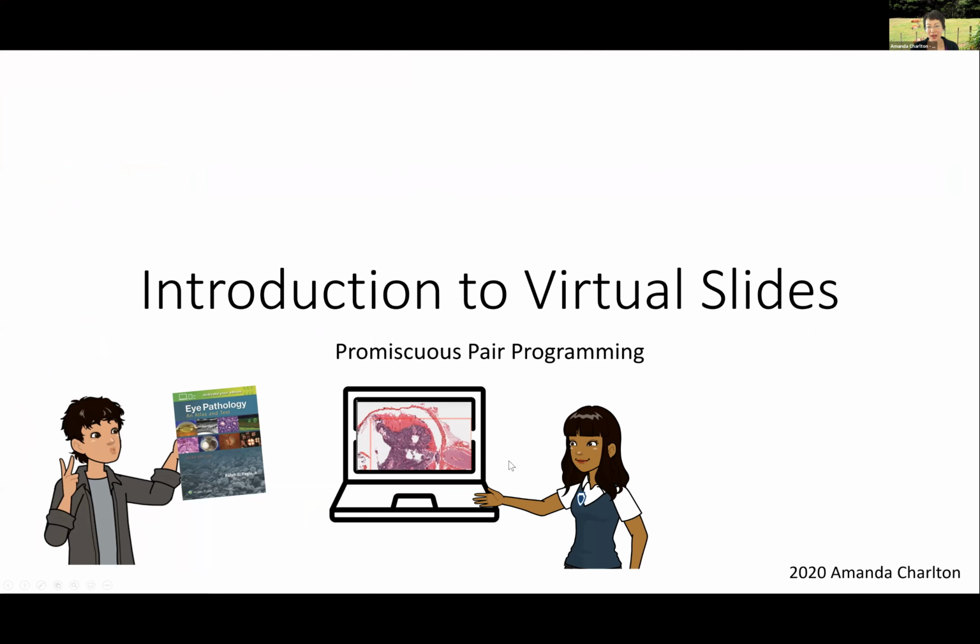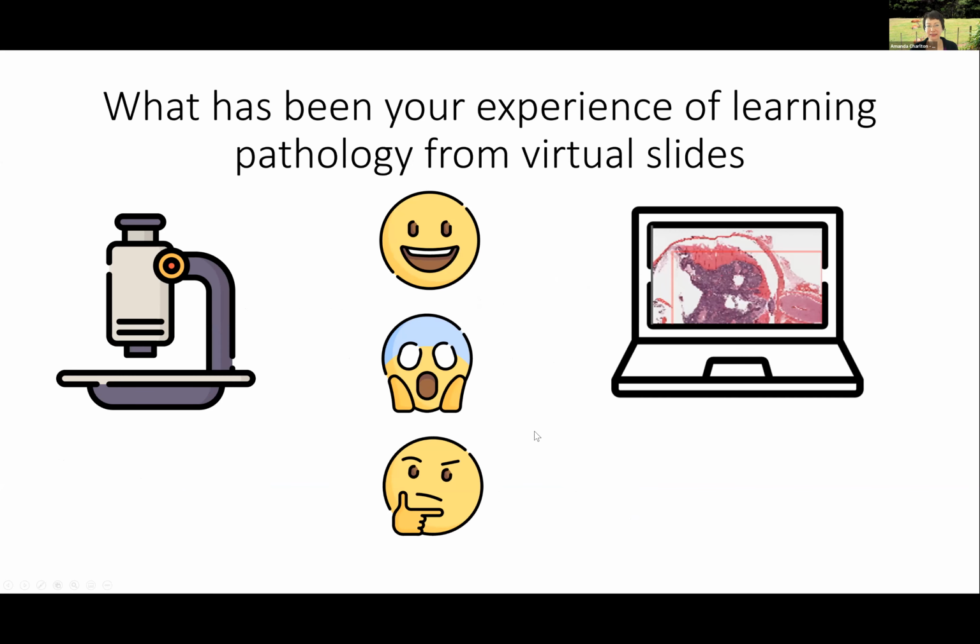So in the next week's class, you will be assigned a partner. And what we are doing is called promiscuous pair programming. So different partners. So let's say here's James over here. James has the textbook and Rena has the virtual slide. This is how it works.